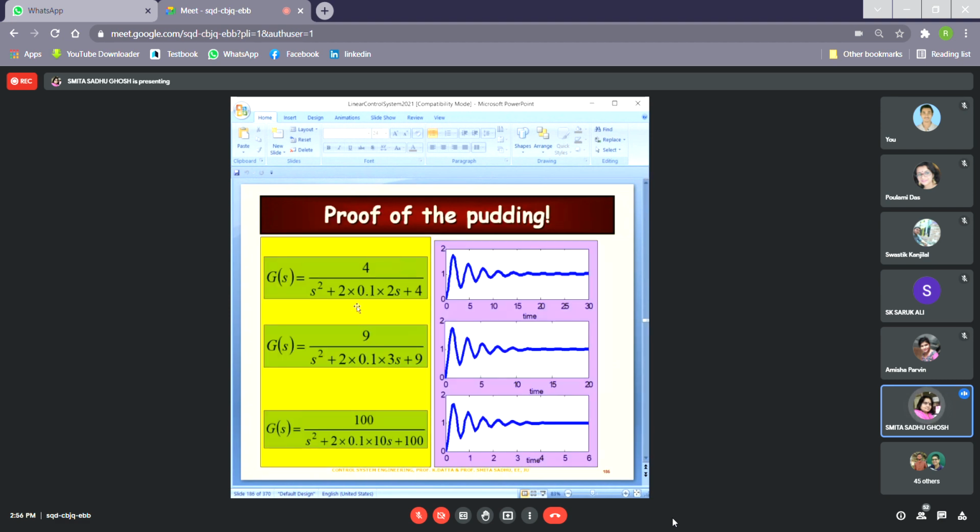Now, a numerical example, just to give you a feel of how that is actually happening. Proof of the pudding means basically the fact that the damping ratio is what dictates how many cycles are going to occur. That is what we are going to see over here. Say you have system 1, system 2, and system 3. Three systems are shown over here, with their transfer functions.